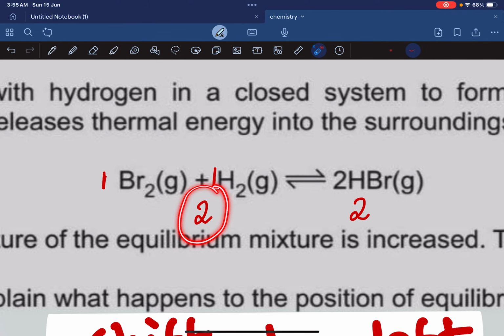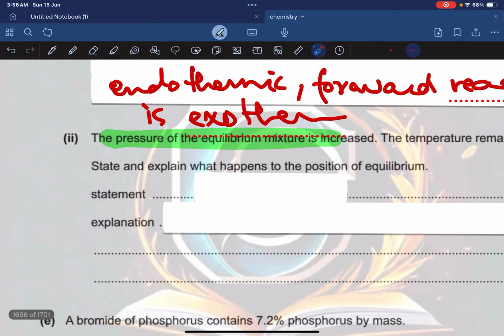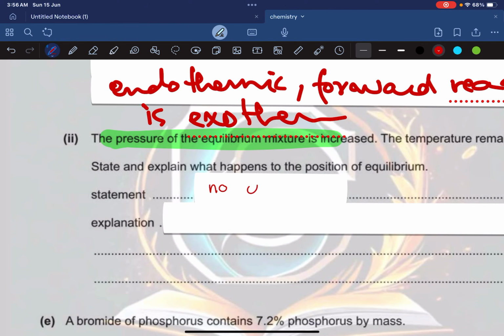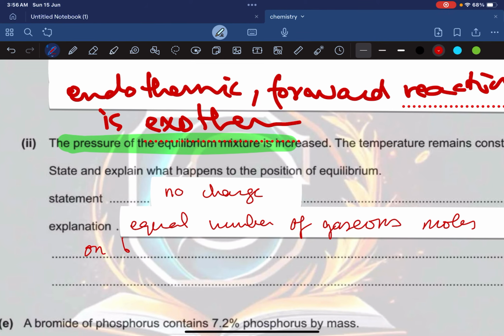So when you have an equal number of moles on both sides, pressure has no effect. Since they're all gases, pressure would affect them, so we calculate the moles, and we found that we have equal numbers of moles on both sides, so there's going to be no effect of the pressure. For what happens to the position of the equilibrium, we're going to write no change or no effect. The explanation is going to be equal number of gaseous moles on both sides of the equation, on both sides of the equilibrium.